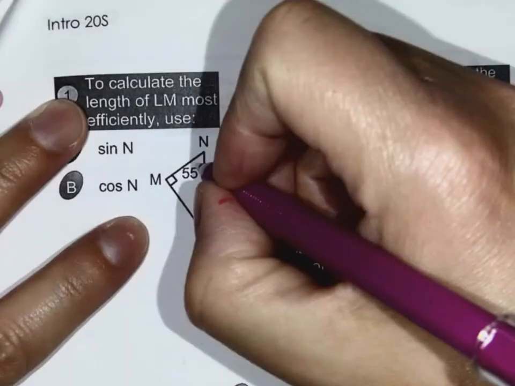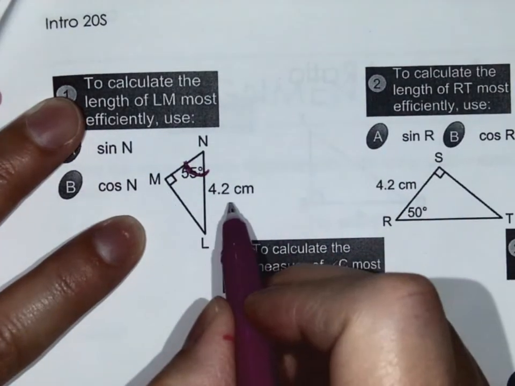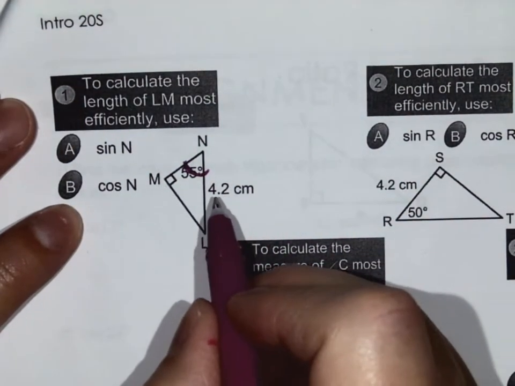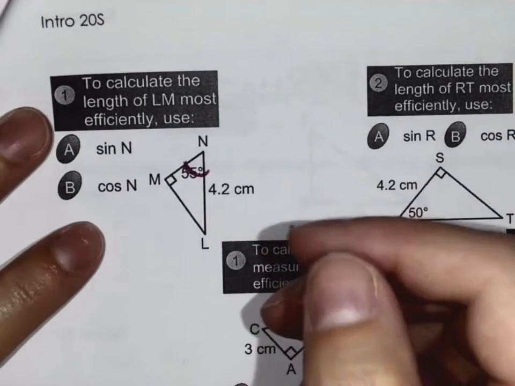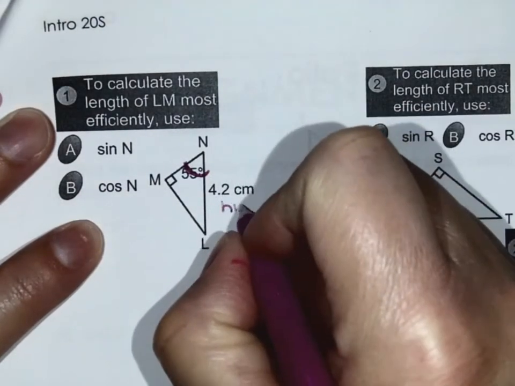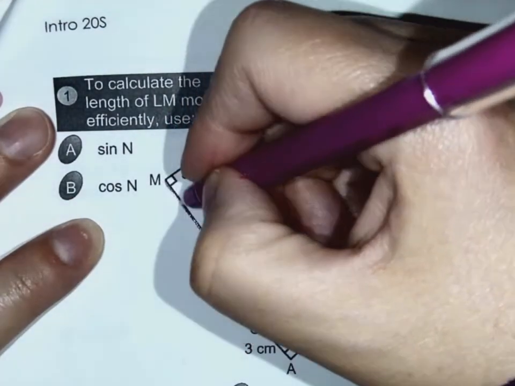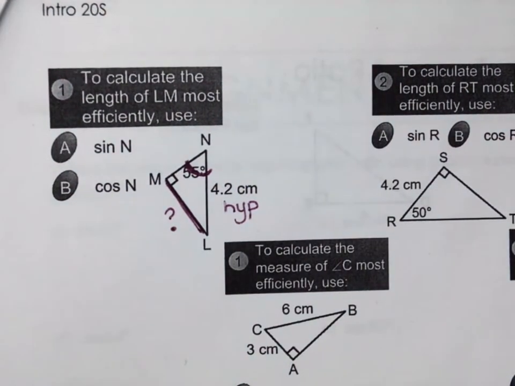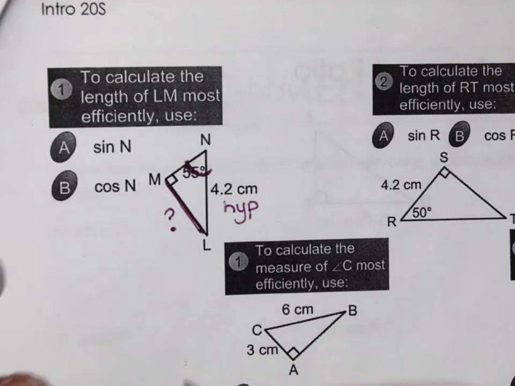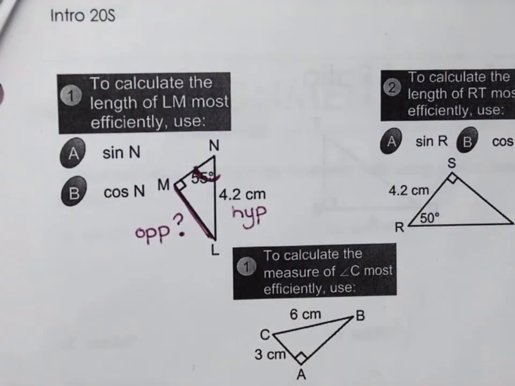So you've got angle N. What side is side 4.2? Is it my hypotenuse, my opposite, or my adjacent? It is my hypotenuse. What side am I looking for? LM. So I'm looking for this side. What side is that? Is that my opposite or my adjacent? It is my opposite.